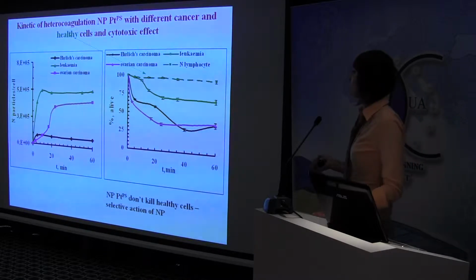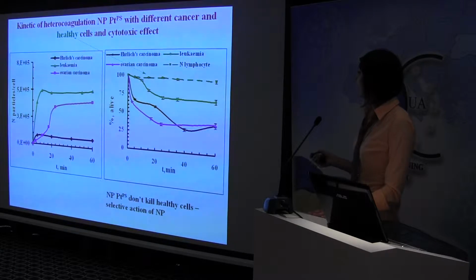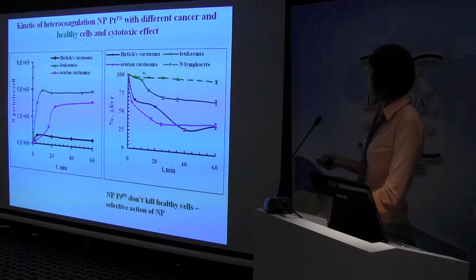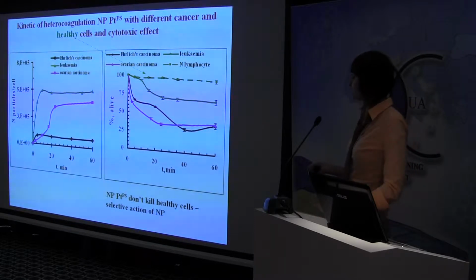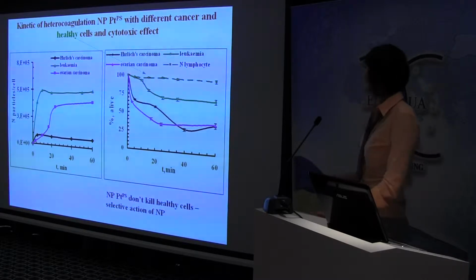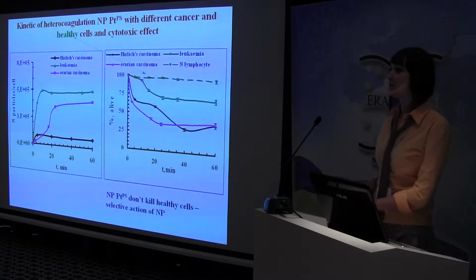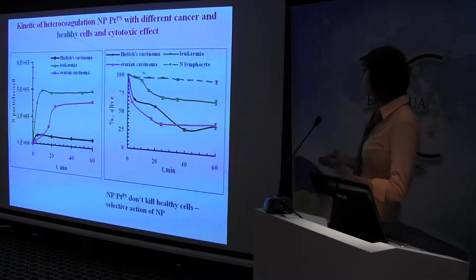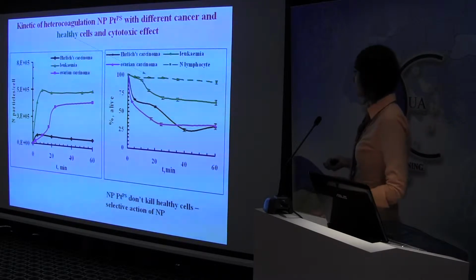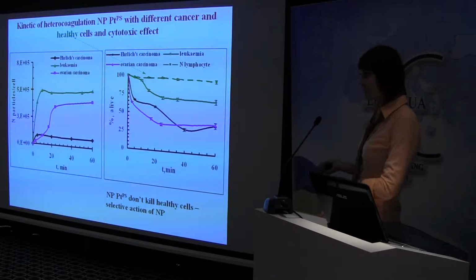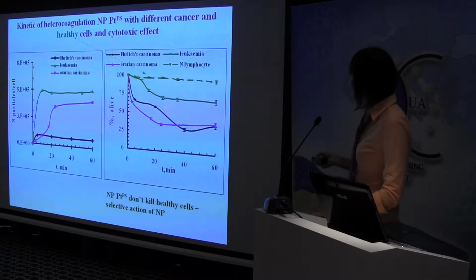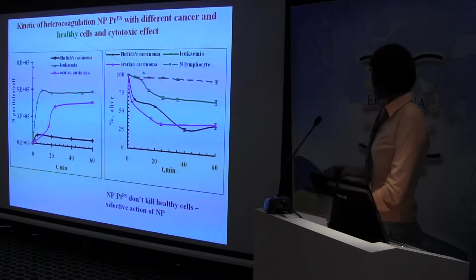over 15% of ovarian cancer cells and Ehrlich carcinoma cells die. With leukemia, this effect requires a high concentration, which is more than for the previous cells.